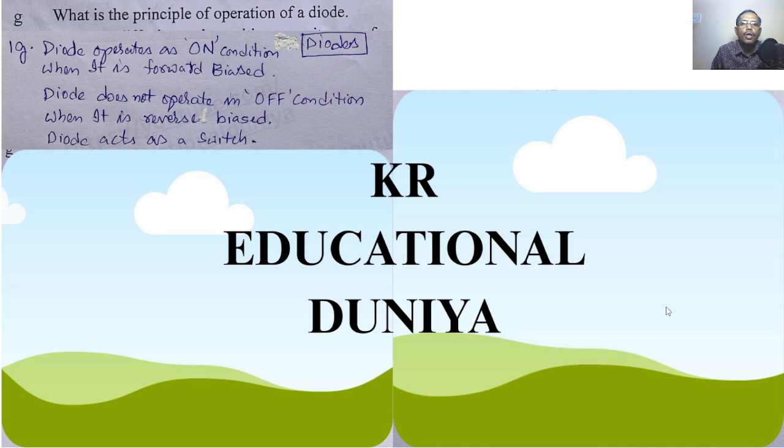The diode operates, that is the on condition, when the diode is forward biased. The diode does not operate, that is called the off condition, when the diode is reverse biased. So we can say the diode acts as a switch. When it is switched on, it is called forward bias, that means it is given forward bias. When the diode is reverse biased, it is called switch off mode.